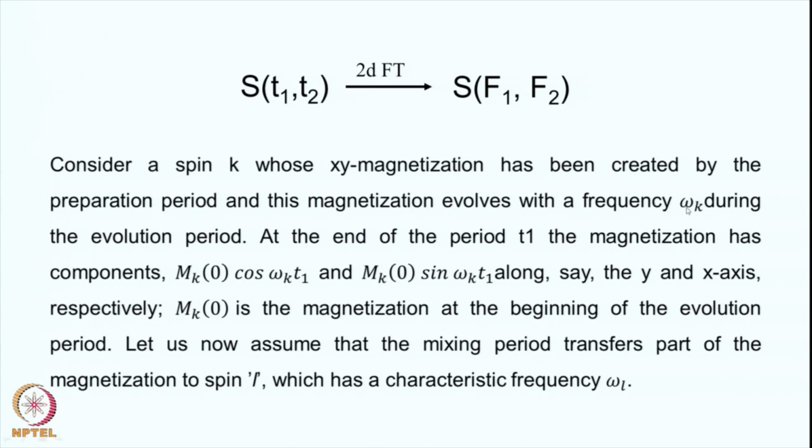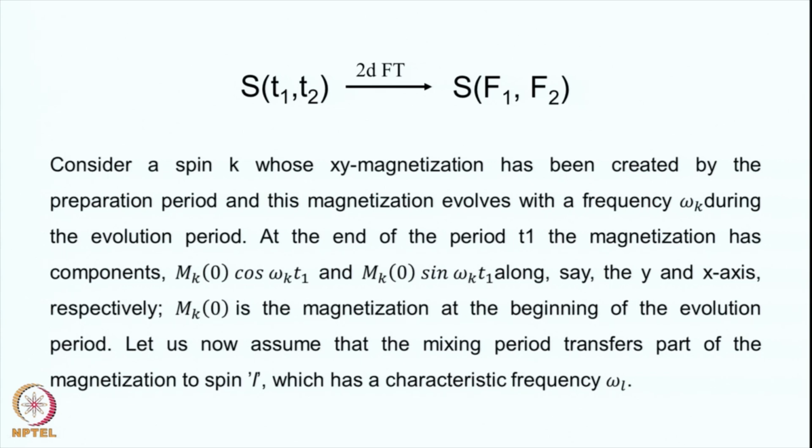And of course there can be more than one frequency here, but let us assume one of those. There can be a frequency omega k, it can be some other modulated frequency, chemical shift plus minus coupling if it is there and things like that, but let us consider one particular evolution which is an omega k frequency. Now at the end of the period T1 the magnetization has components mk0 cosine omega k T1 and mk0 sine omega k T1. So let me explicitly state this to you.